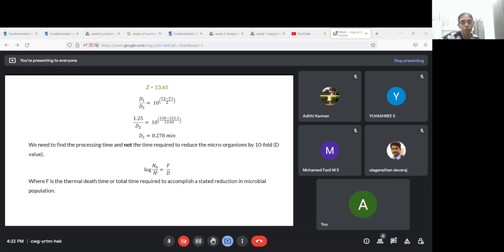So log N0 by N will be equal to F by D, where F is also called the thermal death time, or the total time required to accomplish a stated reduction in microbial population. Let's say you want to reduce the population by 99.99%. The time required to reduce it by 99.99% is called the thermal death time, or F here. It is also called the processing time. So when you substitute log N0 by N and you also have the D value, what is the value of F that you are getting?